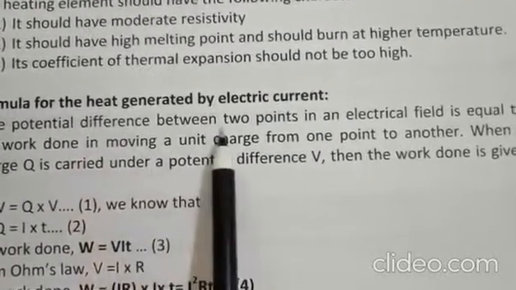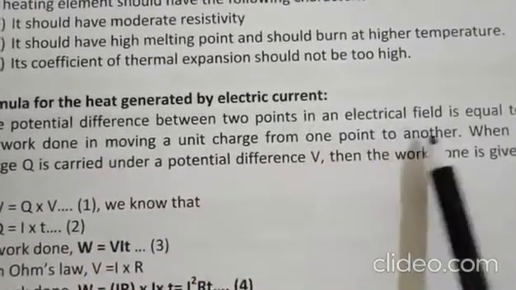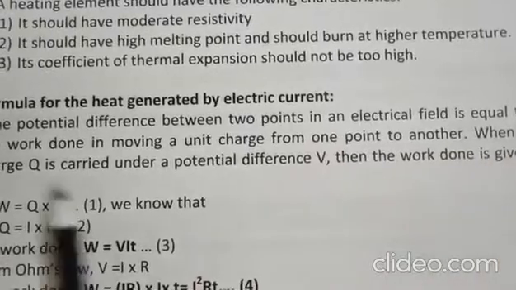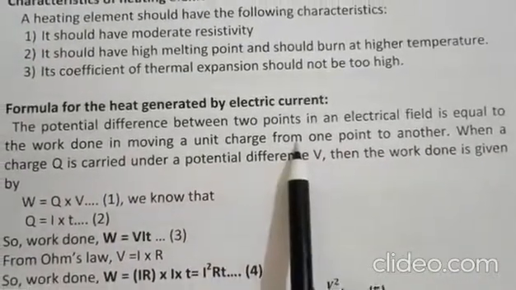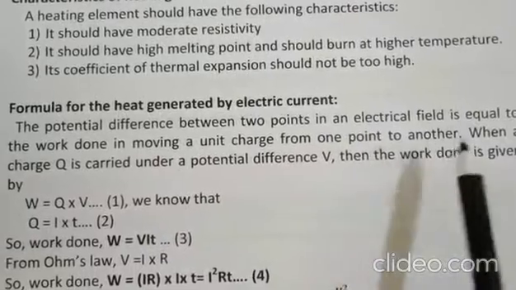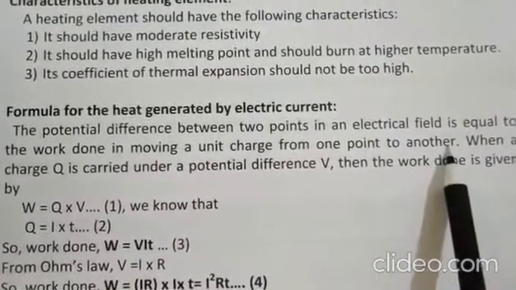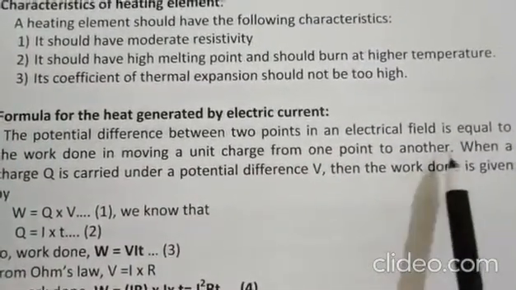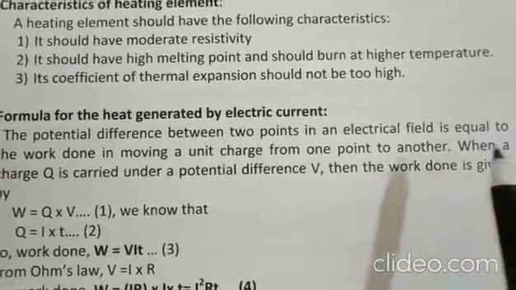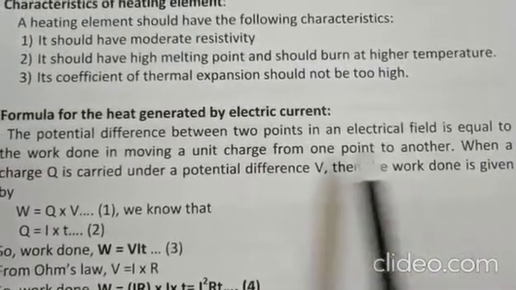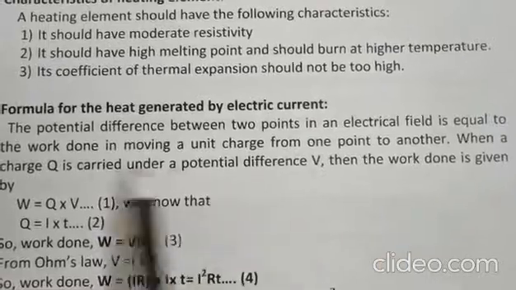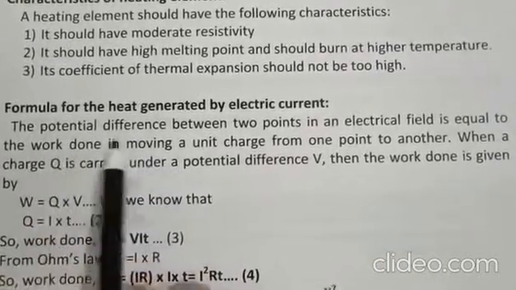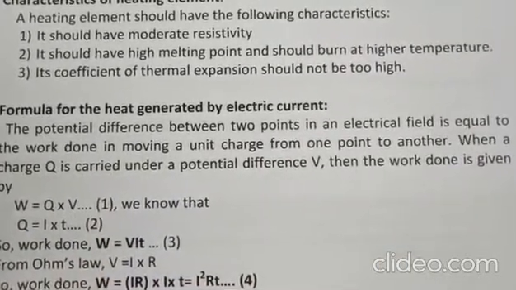The potential difference between 2 points in an electrical field is equal to the work done in moving unit charge from one point to another. This was the definition we have discussed in the early videos, that it is the work done in bringing unit positive charge between one point to another point of the conductor, and that will be defined as the potential difference.